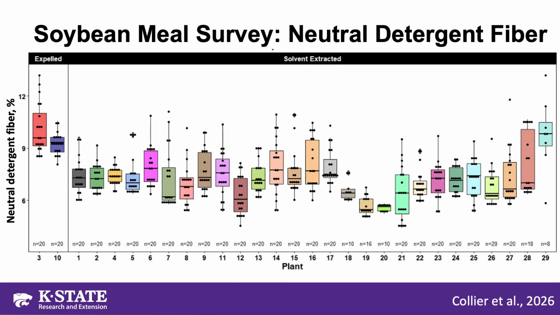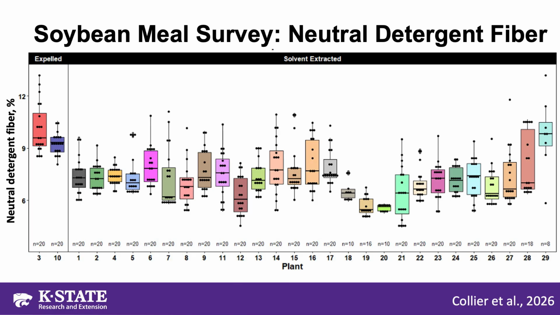Next is the neutral detergent fiber. And we didn't have as much between plant variation in this assay, but what you see is that this is probably the analytical criteria that we had the most within plant variation. And so I think in the past, we believed that plants were adding soybean hulls back to soybean meal. However, all of the plants that I've worked with throughout the 2 surveys do not add soybean hulls back to soybean meal after processing.